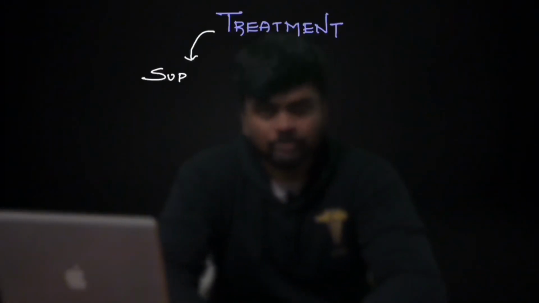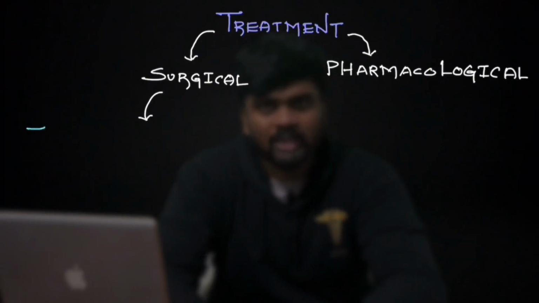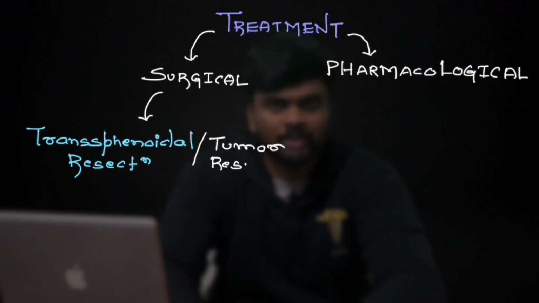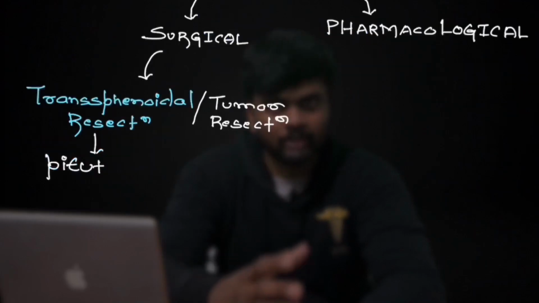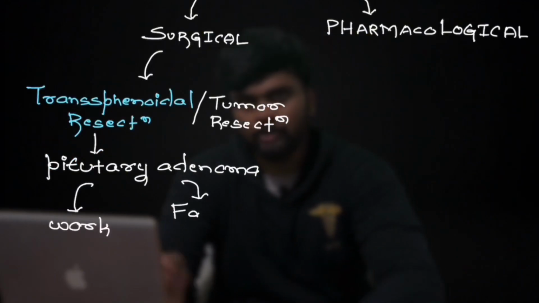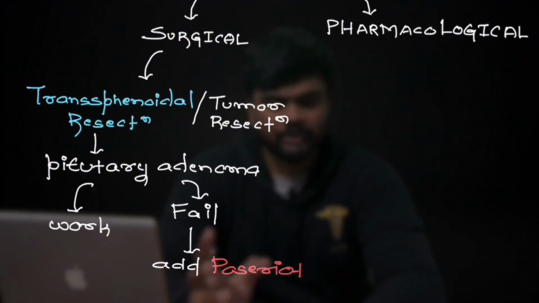It can be a surgical approach or a pharmacological approach. In the surgical approach, we will be doing a transsphenoidal resection, or resection of the tumor wherever it is in case of paraneoplastic tumors. Transsphenoidal resection we will do for pituitary adenomas. Whenever we do transsphenoidal resection, it can work or it can fail. If it fails, we have to add the patient on pasireotide.